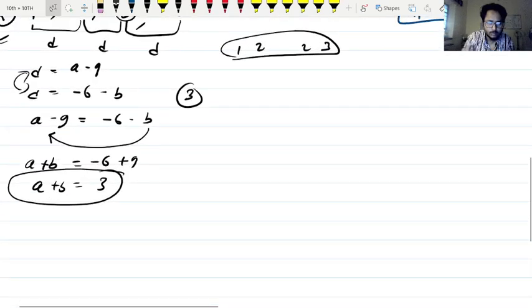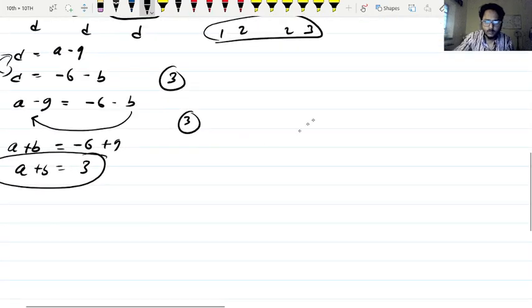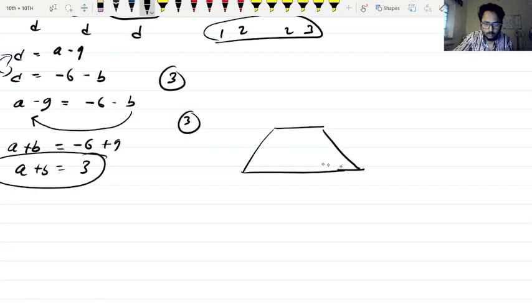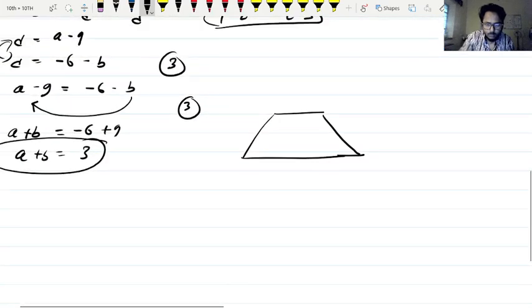Question number three. In a trapezium ABCD, let's see which is A, which is B, which is C, which is D. I think they must have given some hint. What is AD? AD is 4 centimeter. Sorry, AD is parallel to BC.